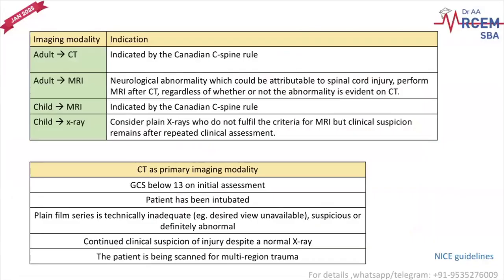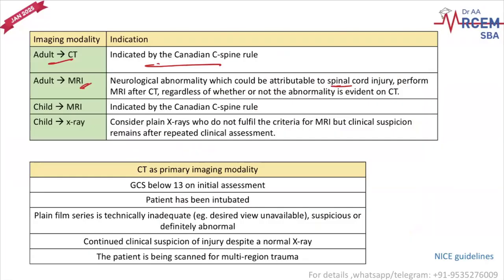So in adults, if indicated by the Canadian C-spine rule, get a CT scan done immediately. If there is some neurological deficit, you got a CT scan done, but still the CT scan doesn't show anything abnormal, then you need to go ahead and get an MRI scan done in adults.